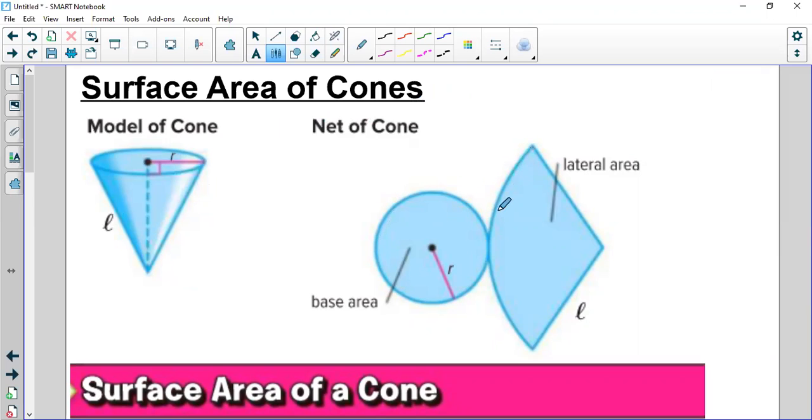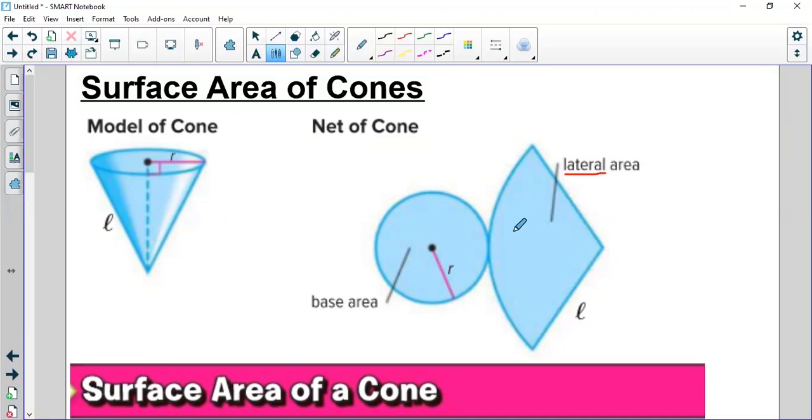Then your wraparound looks like this. It's kind of like a part of a circle, but I don't know, it doesn't really have a name. I call it the little fan. So you have to find the area of this circle, and the area of this, they call it the lateral area, the lateral side, lateral face.